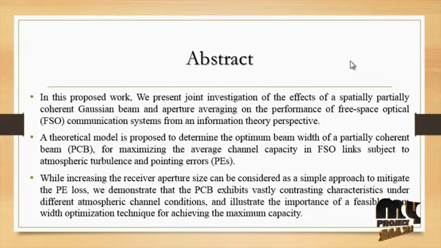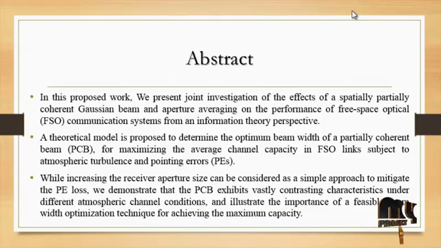In this proposed work, we present a joint investigation of the effects of a spatially partially coherent Gaussian beam and aperture averaging on the performance of free space optical communication, that is, FSO communication systems, from an information theory perspective. A theoretical model is proposed to determine the optimum beamwidth of a partially coherent beam, that is PCB, for maximizing the average channel capacity in FSO, that is free space optical communication links, subject to atmospheric turbulence and pointing errors, that is PEs.